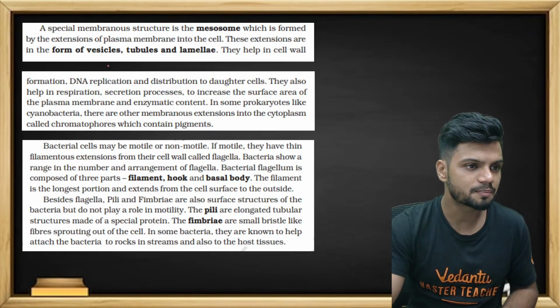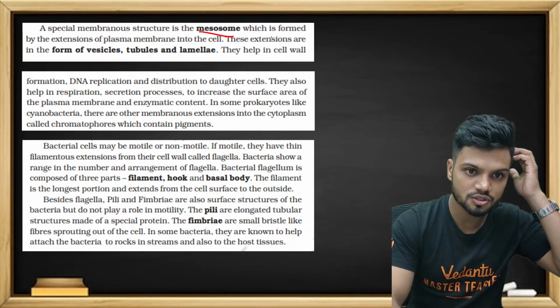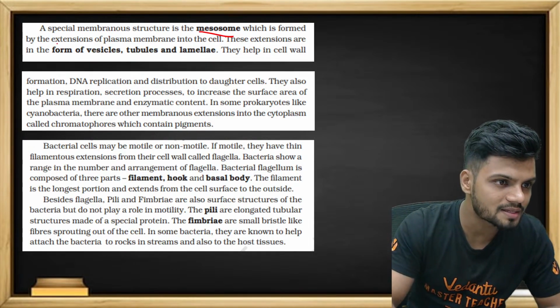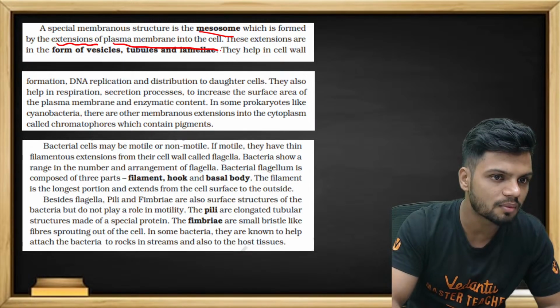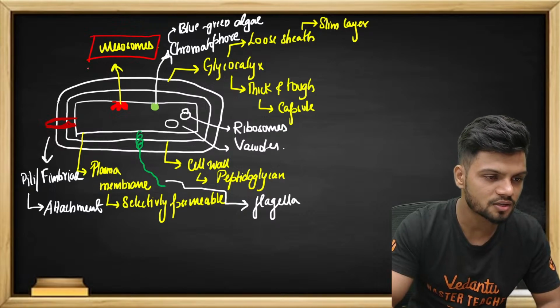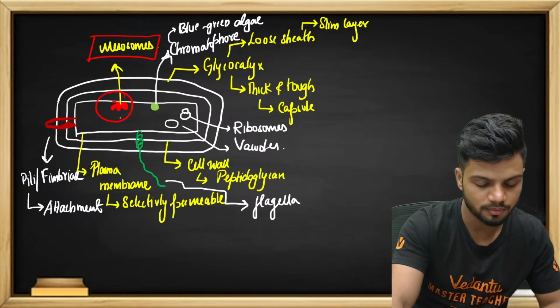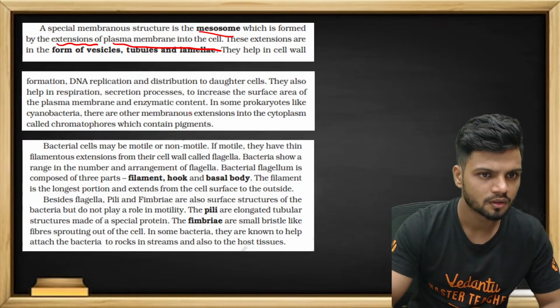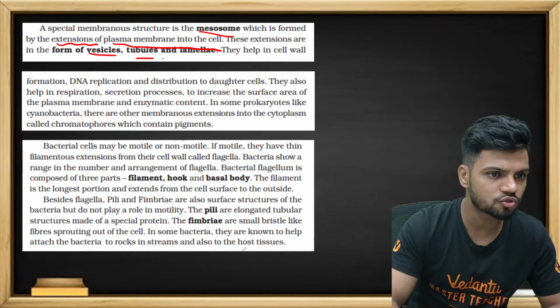A special membrane structure is called the mesosome, which is formed by the extension of the plasma membrane into the cell. Can you see here? Mesosomes are extensions of the plasma membrane. This extension can be in the form of vesicles, tubules, or lamellae.